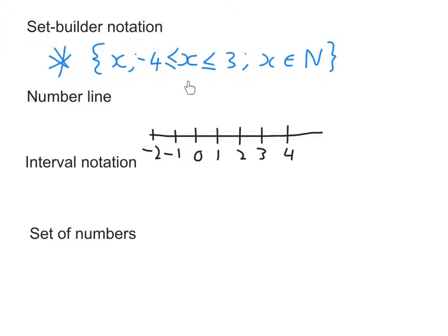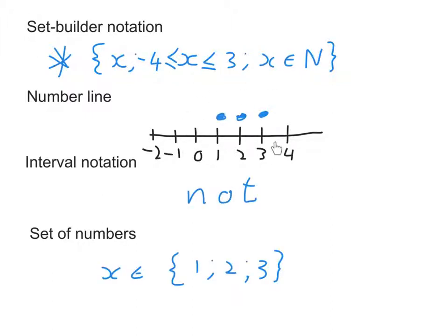Here it says we're looking for all the numbers between -4 and 3. But the important part is that the minuses all fall away. We only want the numbers that are bigger than -4 and smaller than 3, but they must be natural numbers. So that's going to be 3, 2, and 1. That's our final answer. The number line will look like this.